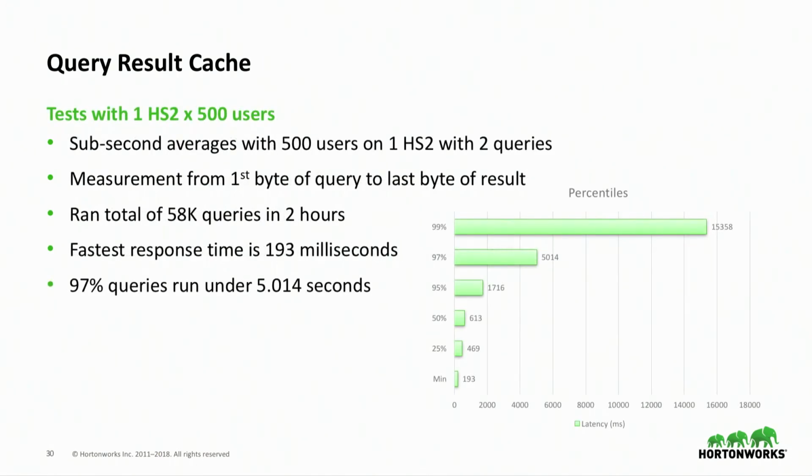And I'm actually out of time, so I'll quickly go through this slide. This is, I think, my last slide. We did one experiment with 2 queries. This is with 500 users running this concurrently. With one HiveServer2, we were able to achieve 58,000 queries in 2 hours. And 97% of the queries ran in 5 seconds. So the fastest query was less than a second.